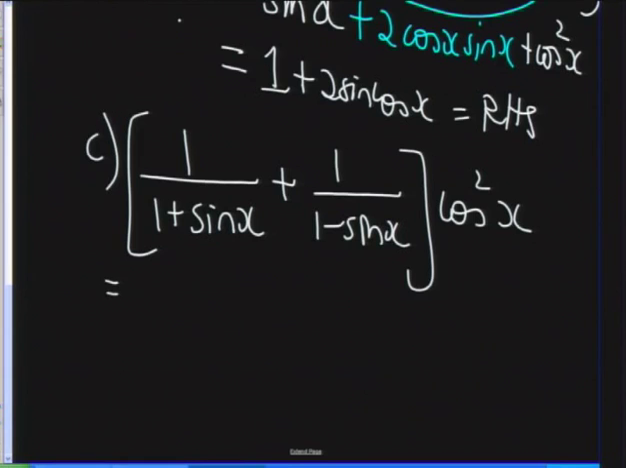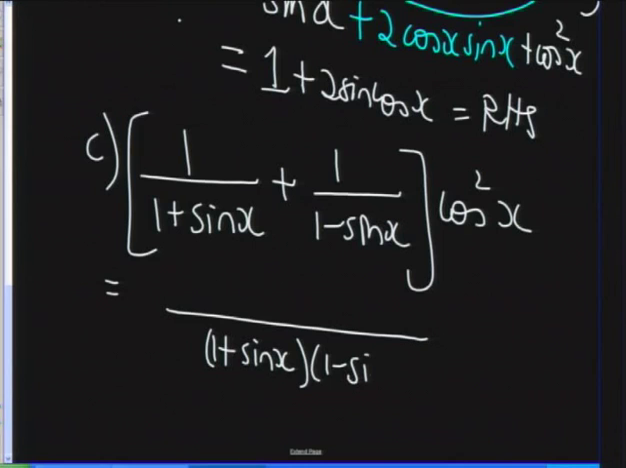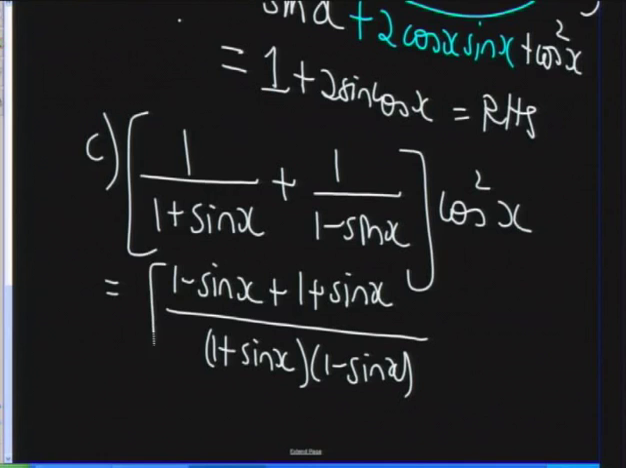First rule about adding fractions is that we find our common denominator. So it's 1 plus sine x multiplied by 1 minus sine x. This fraction has got that. It does not have that second factor, so it's got to be multiplied top and bottom by that factor. That fraction's got that denominator. It's missing that, so it's plus 1 plus sine x. And then everything is being multiplied by cos squared x.